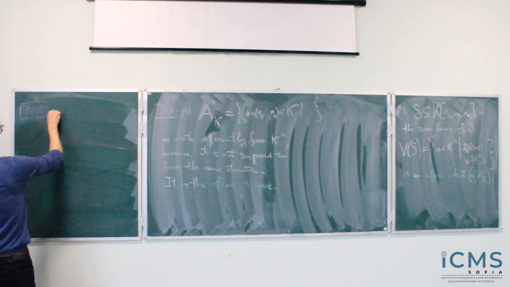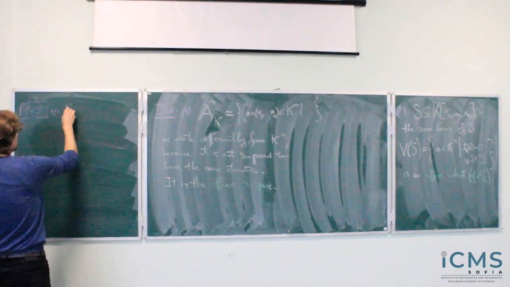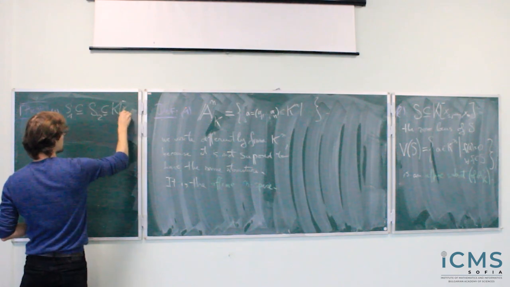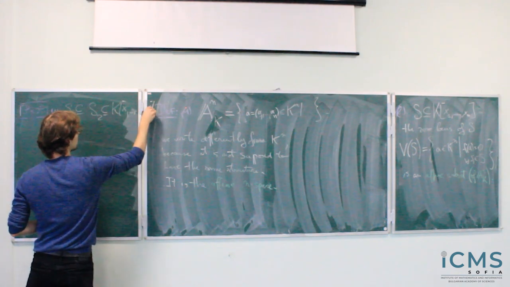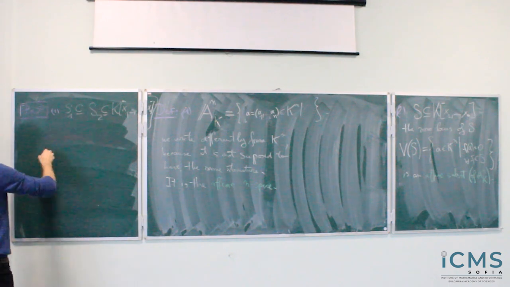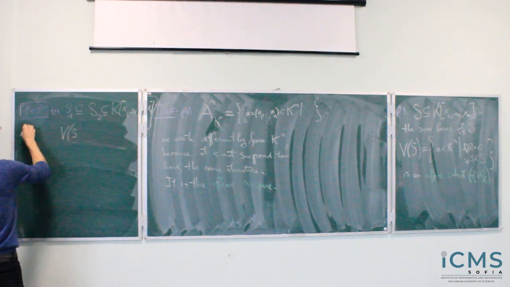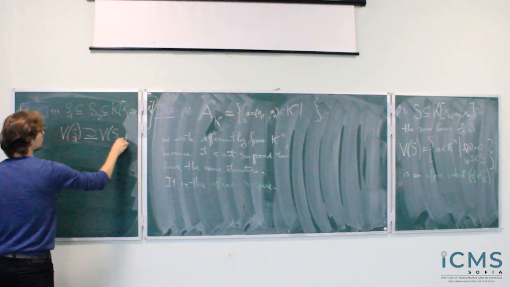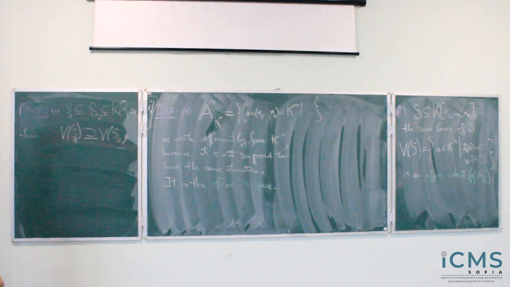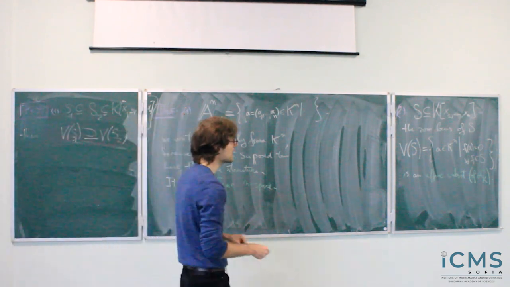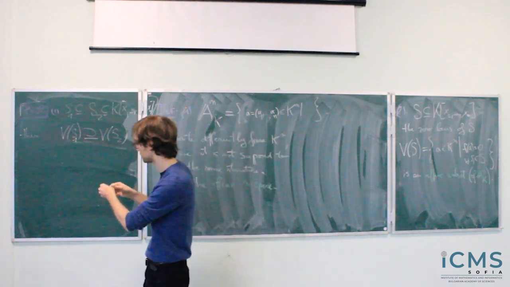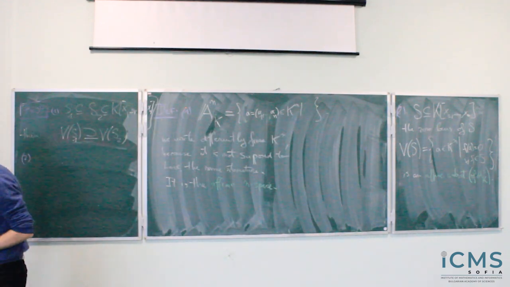First of all, this is quite simple. We have the reverse inclusion in the affine subsets. This is relatively easy. If I have more polynomials, the set shrinks. Quite easy. Okay.